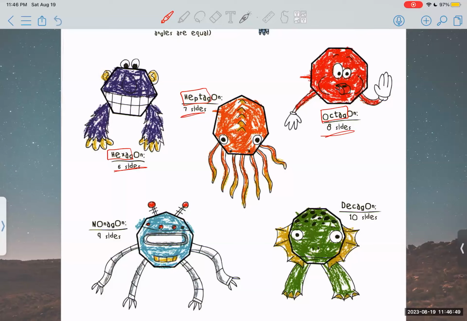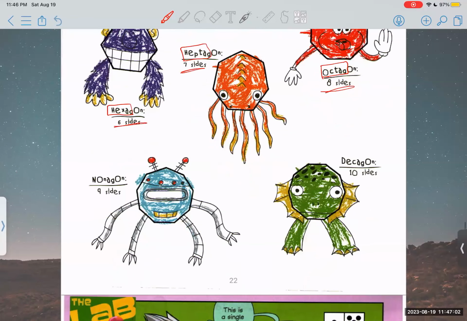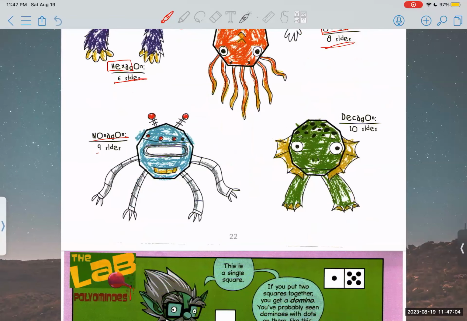I think we've all heard of an octopus. An octopus has eight legs. That's why it's called an octopus. And then a nonagon has nine sides, a decagon has ten sides. Basically, it's just all of the prefixes telling us how many sides we have.